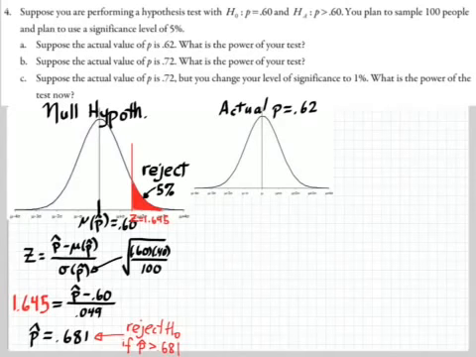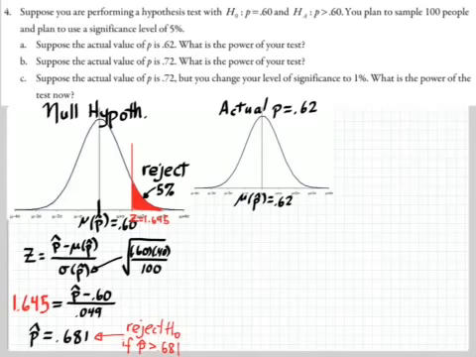The null hypothesis is false and the alternate is true in part A. 0.62 is actually greater than the null hypothesis value, so we should reject. And remember, a type 2 error and the power of the test are all conditional upon the alternate being true. Here the alternate is true. P is 0.62, which is greater than 0.60. So what's the probability in this situation that we reject the null hypothesis? Because that probability, by definition, is the power of the test. How likely are we to reject this false null?